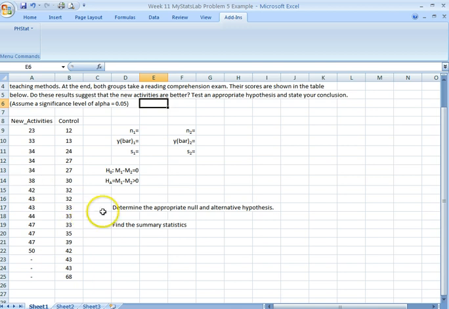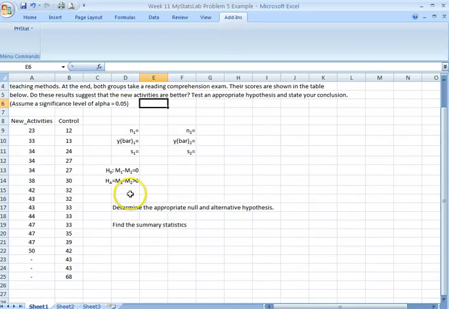So the first thing we need to do is determine the appropriate null and alternative hypothesis, and I have those here. Like most of our null hypotheses, we're going to say that there is no difference, that the mean of one is basically the mean of the other. So there is no difference between the activities. That means our alternative hypothesis is going to be that there is a difference and it is greater than 0.